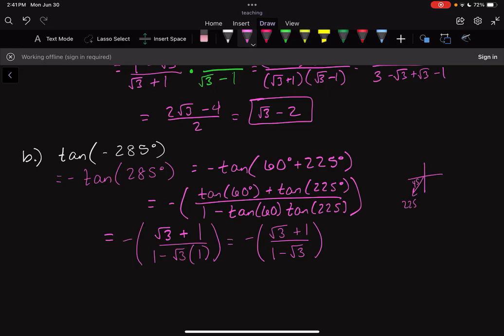So again, either you can have the negative out in the front up until the very end and just distribute it in, or maybe we can do it now if you'd like. If I do it now, I can either do it to the top or the bottom. You can choose. I'm just going to do it to the top. Negative square root 3 minus 1 over 1 minus root 3. I still need to multiply by the conjugate, which in this case would be 1 plus root 3.